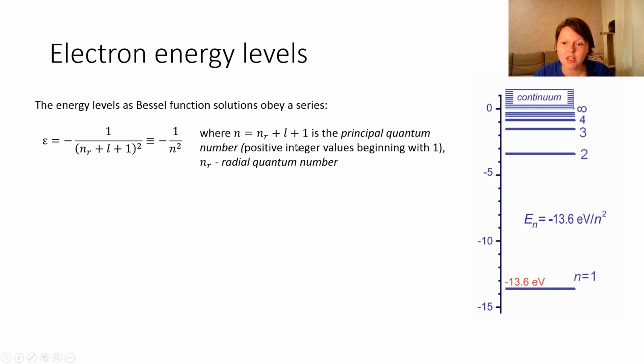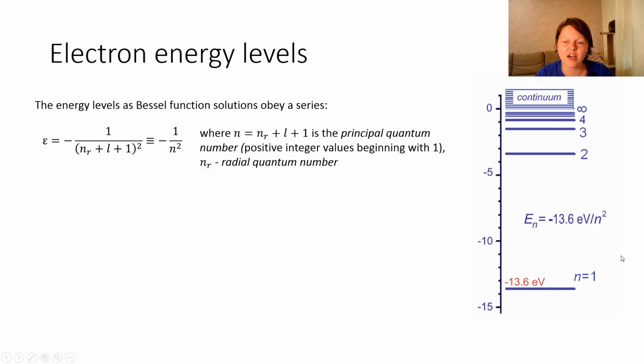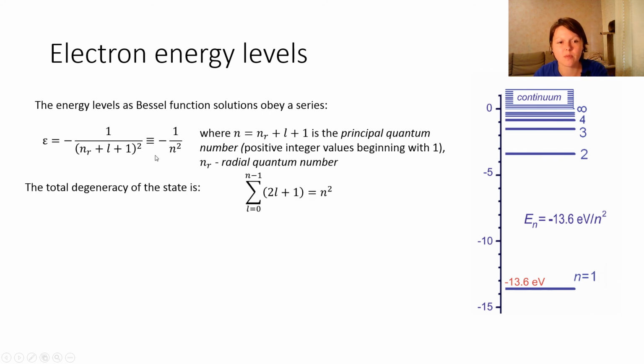This means that if we have the energy level of the electron, the bottom energy level will have the energy that we have calculated in the previous slide, this one. And other energy levels will be situated on the energy level scheme according to this dependence. The total degeneracy of the state will be like this one.